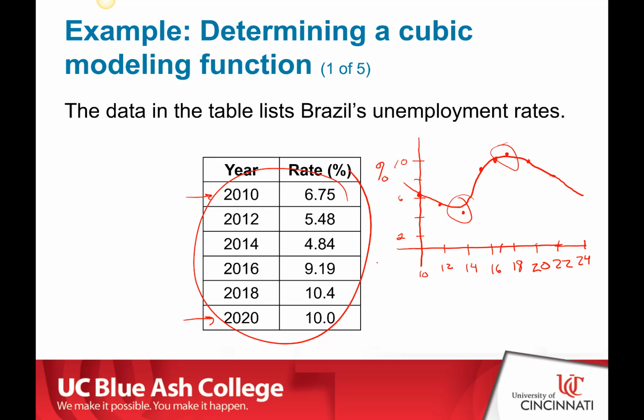But they'll all work. Then, for your Y value, which is your list 2, I'm going to put in the interest rates. 6.75. The next employment rate is 5.48. The next unemployment rate is 4.84. The next unemployment rate is 9.19.